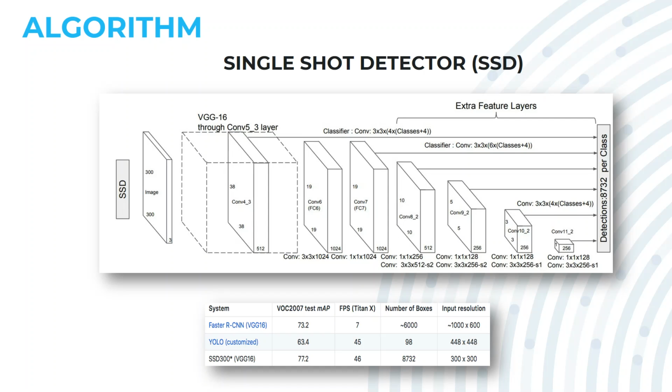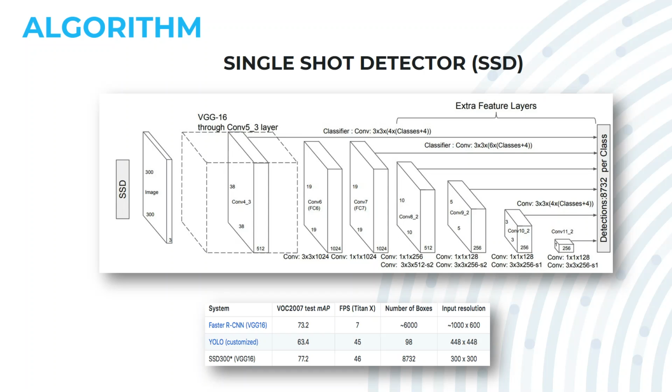SSD makes 8,732 predictions for every single object. That means for every object, SSD makes 8,732 bounding boxes. Then the duplicate predictions are removed. SSD checks the confidence score of each box and then takes the top 200 predictions.